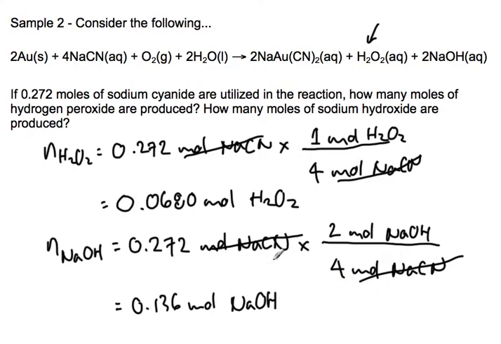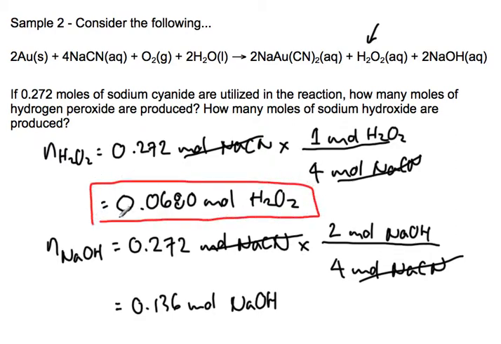Notice we've calculated a molar amount of hydrogen peroxide. Now, because we have a balanced equation and because we now know a molar amount of hydrogen peroxide, we can use this to calculate an amount of sodium hydroxide. So why don't we try that? So what we're looking at here is number of moles of sodium hydroxide equals the number of moles of hydrogen peroxide we calculated, which was 0.068 moles of hydrogen peroxide. And we're going to multiply by an appropriate equation factor.